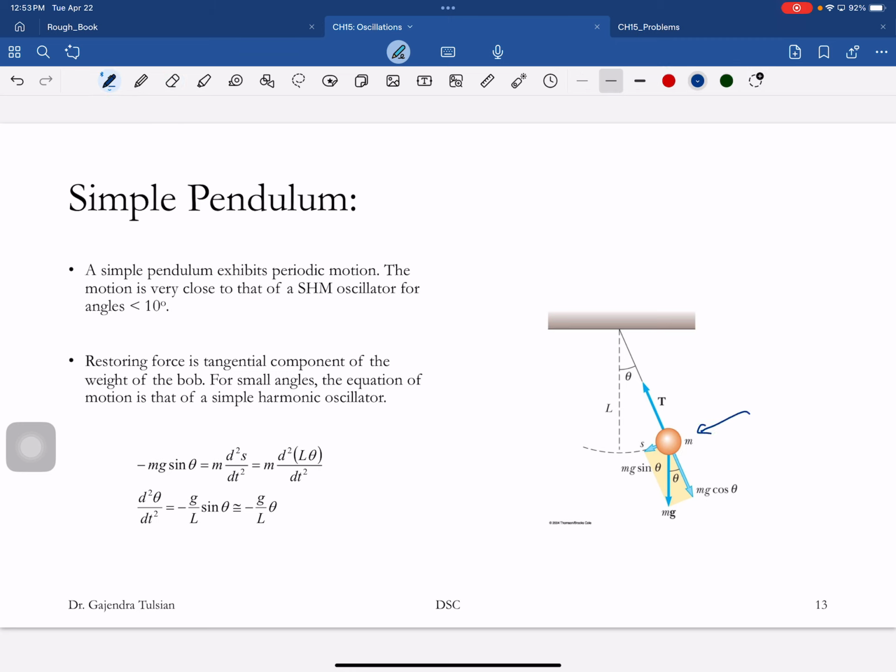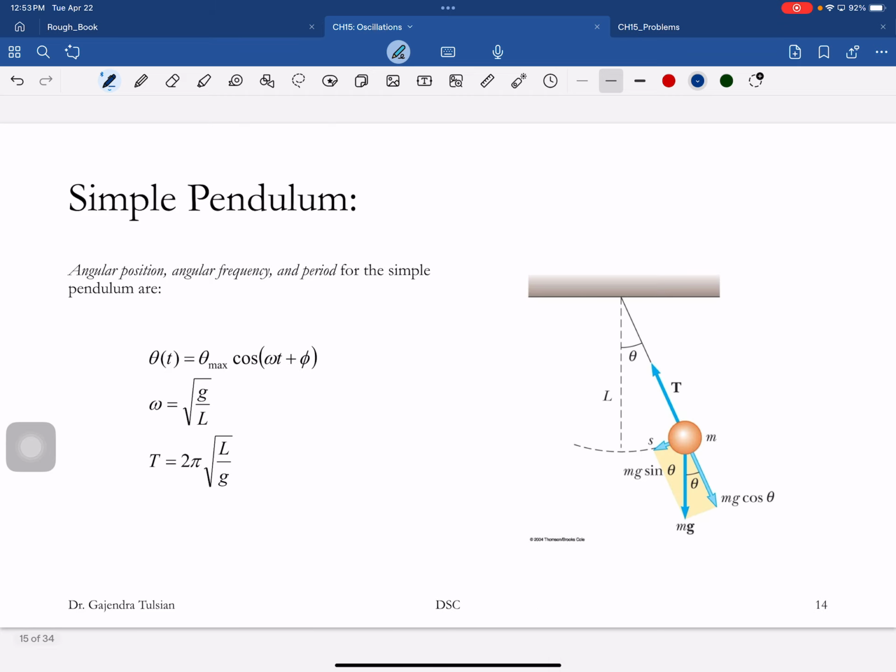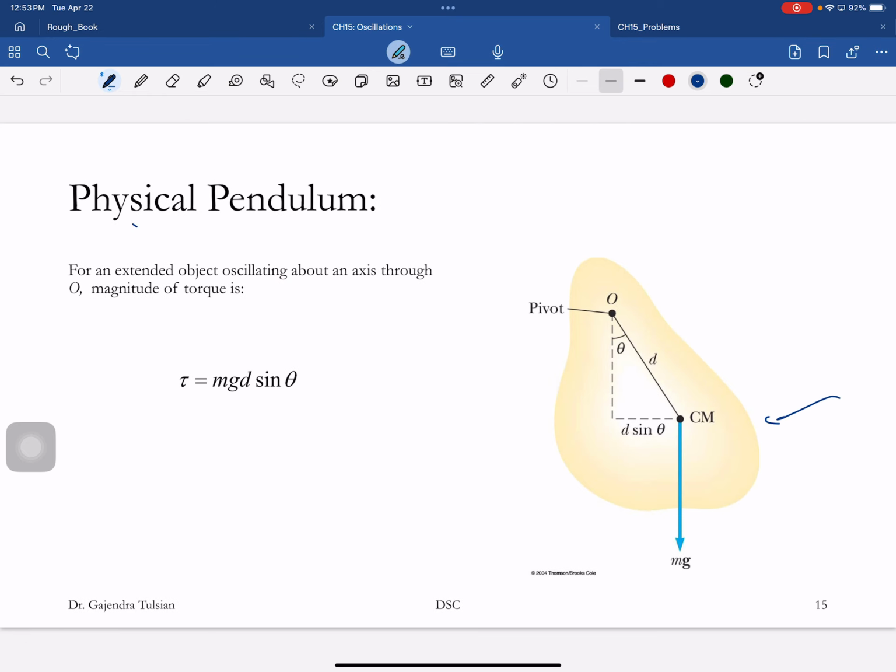You just hang a heavy mass from a light string, and if you pull it to the side and let go, it'll oscillate. This is called a physical pendulum. There is the center of mass of this object. You can take anything, even this bag, and make a physical pendulum out of it. You nail it there, the center of mass is there, and if you pull it to the side, it'll oscillate.